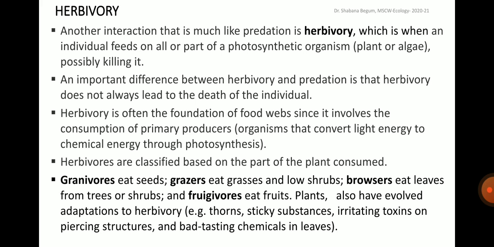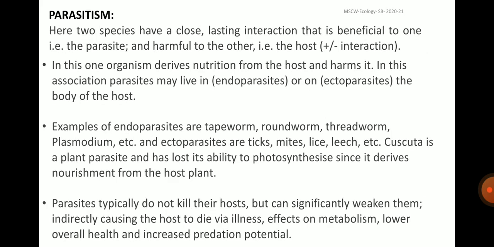Herbivores are classified based on the part of the plant consumed. For example, granivores eat seeds, grazers eat grasses and low shrubs, browsers eat leaves from trees or shrubs, and frugivores eat fruits. Plants also have evolved adaptations to herbivory by producing thorns, sticky substances, irritating toxins on piercing structures, and bad tasting chemicals in leaves.